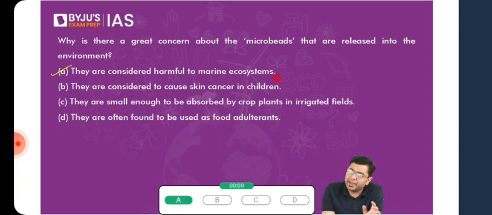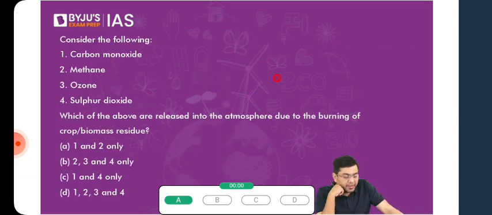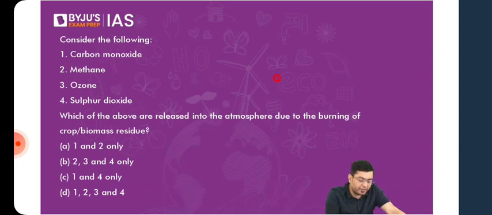Consider the following. Which of the following above is or are released into the atmosphere due to the burning of the crop biomass or biomass residue? So here I'll give you the answer that UPSC gave, but I'm sure many of you will randomly take a guess for that answer itself.